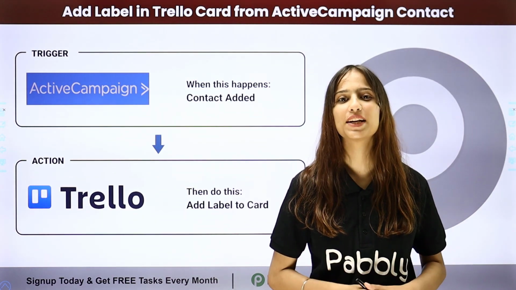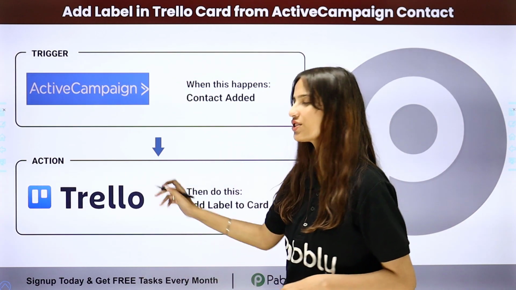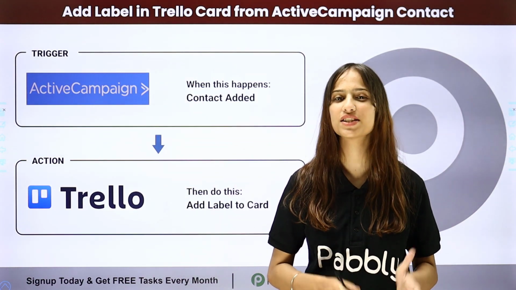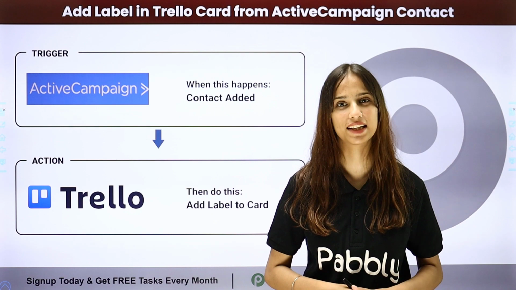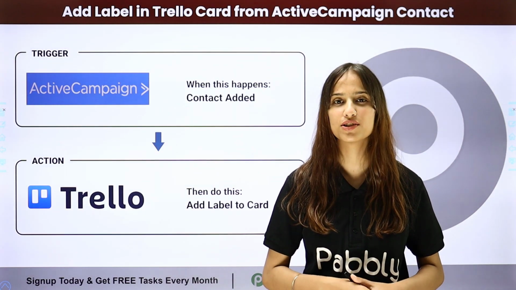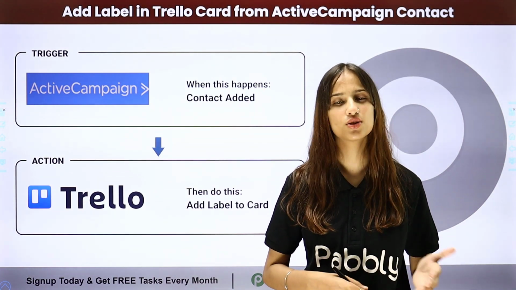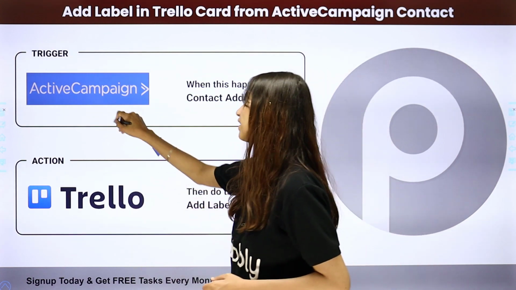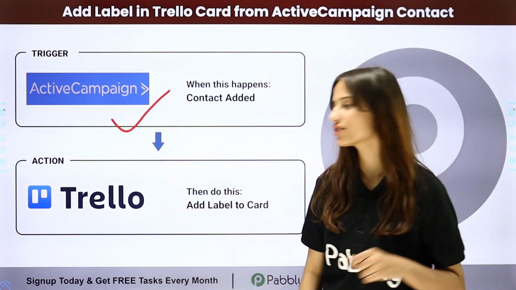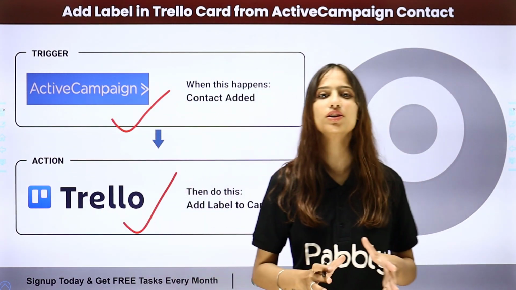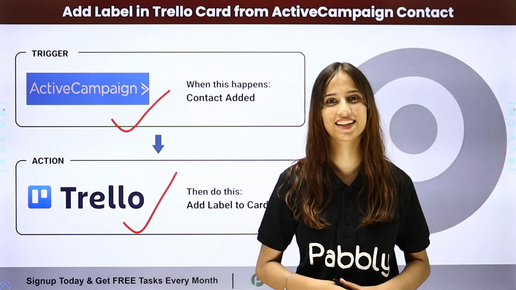Now to do this, I need to build a connection between these applications, for which I'm going to use this amazing automation software, that is Pabbly Connect. Pabbly Connect follows the concept of trigger and action. My trigger application will be ActiveCampaign and my action application will be Trello. If you want to learn more about this, follow me through the screen.